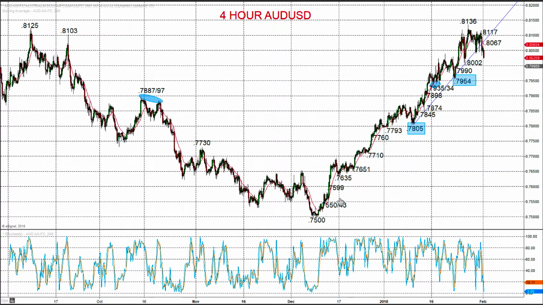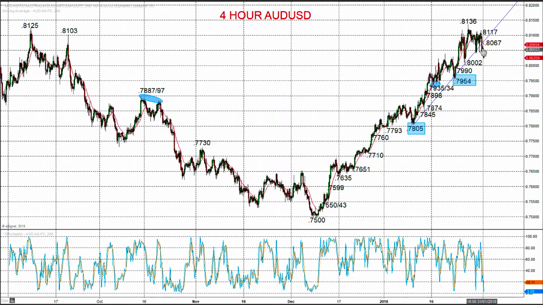So this move higher from December, the US dollar losing ground from the middle of December against most major currencies, and here against the Australian dollar. More recently in late January, it pushed up here to 81.36, above this peak here from September of last year, 81.25, an important peak.